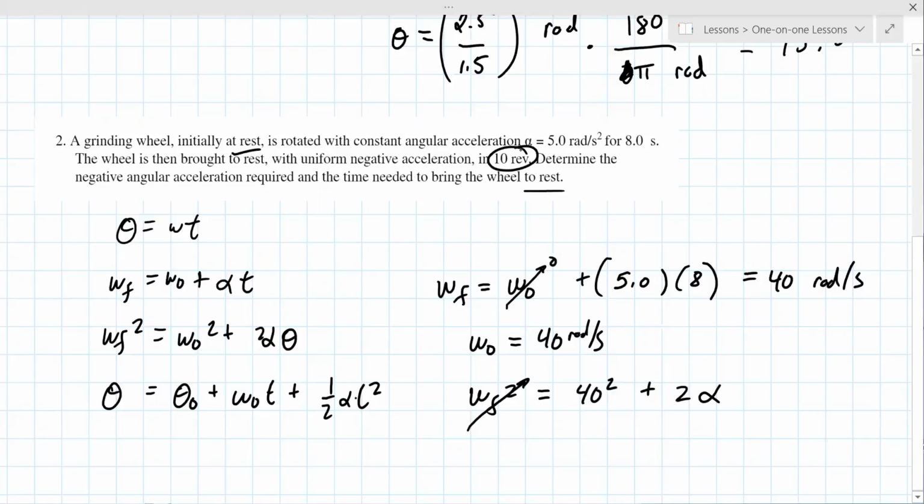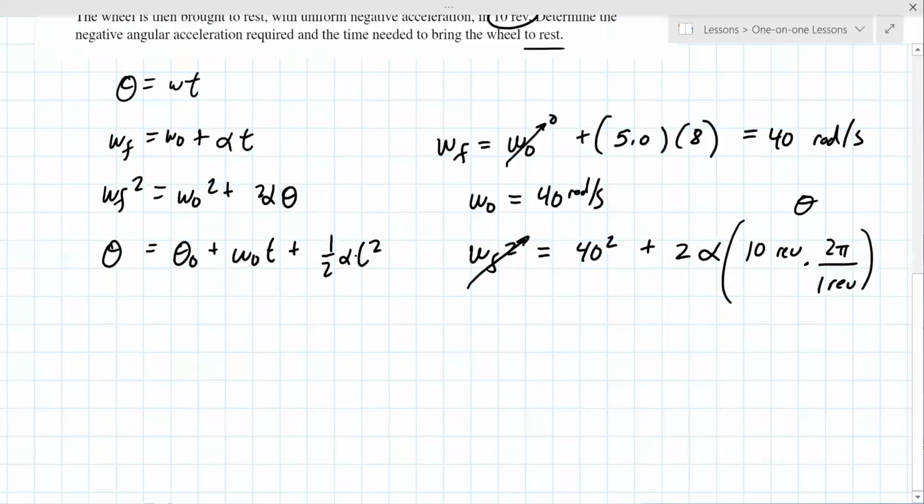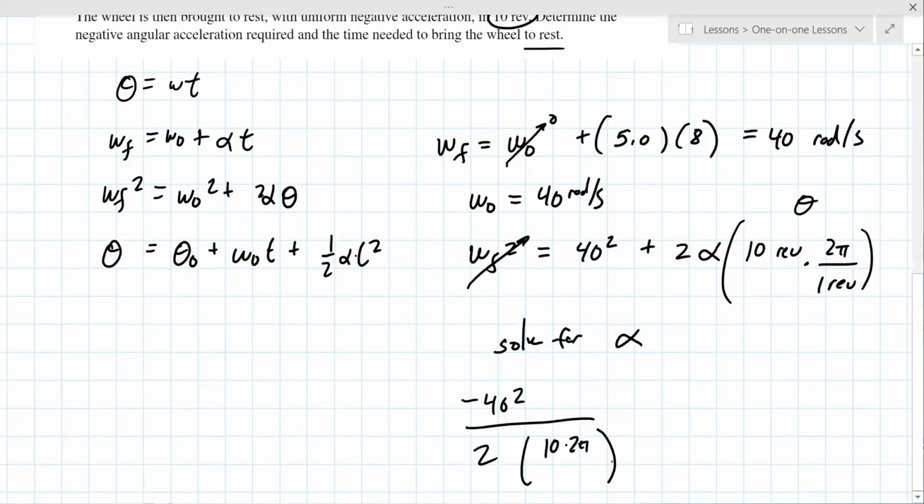Theta, though, is 10 revolutions, and 1 revolution is 2 pi. So that's your theta there. So we're solving this for alpha. I see. So to do that, we move this over, so it's negative 40 squared. And then we divide by this 2, and then we divide by this 10 times 2 pi over here. And let's get that number and then compare it to the one at the bottom.